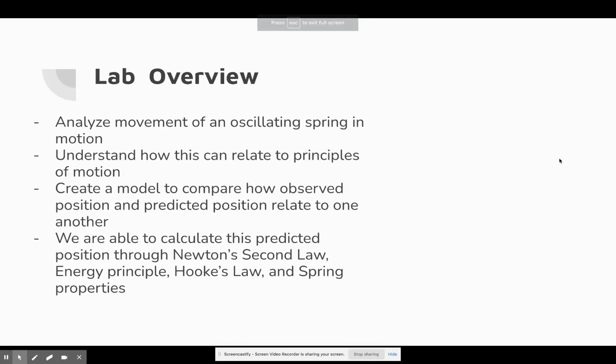For lab 4, we analyzed the movement of an oscillating spring in motion. To do so, we were able to create a predicted position model to compare to our observed position model and see how these two relate to one another in terms of the oscillation of the spring. We're able to calculate this predicted position through Newton's second law, energy principle, and spring properties.